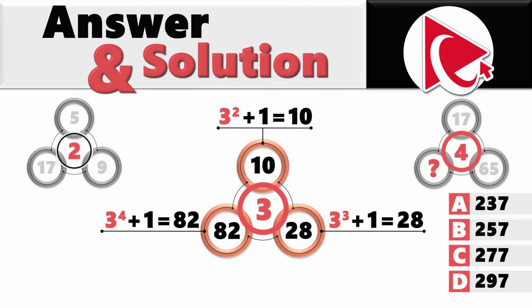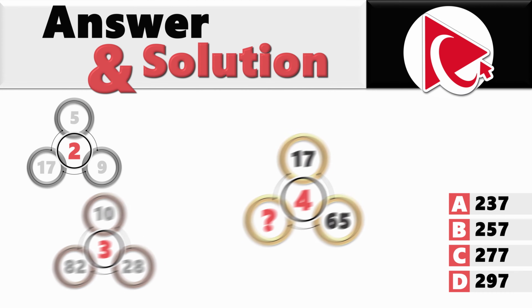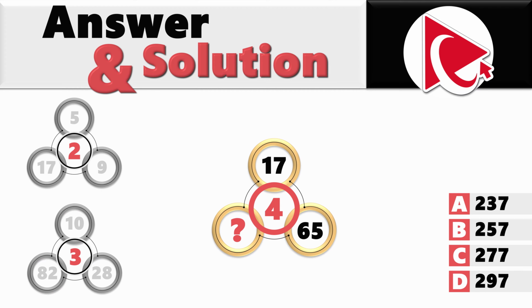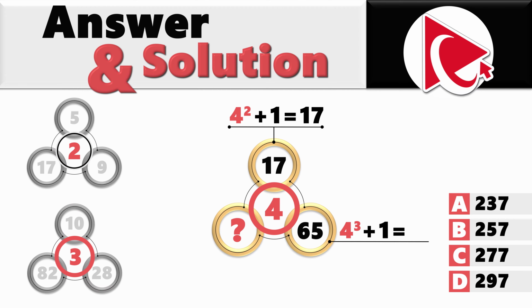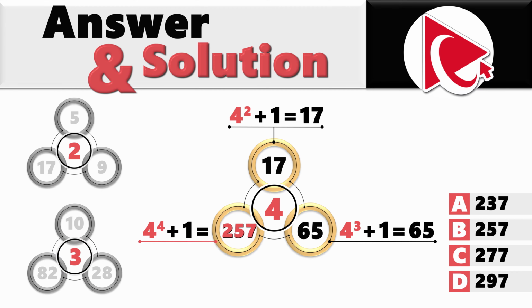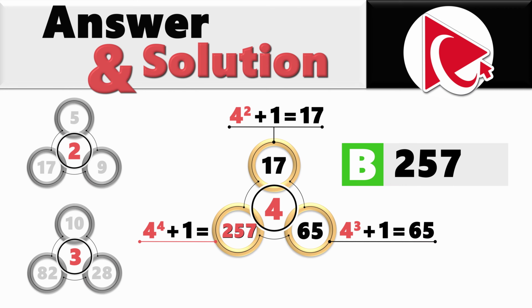With this in mind, let's calculate the missing number in the last shape. We start with the base, which is 4. The next number is calculated as 4 squared plus 1, which equals 17. The following number is 4 to the power of 3 plus 1, which equals 65. And then the missing number is 4 to the power of 4 plus 1, which equals 257. So the correct answer here is choice B, 257.